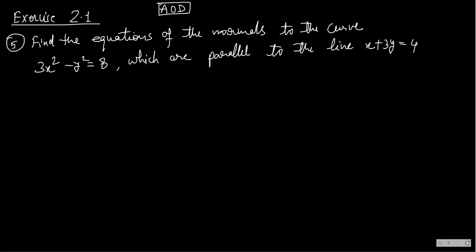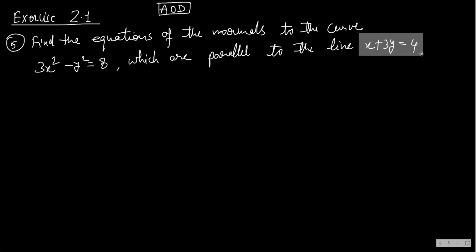Let us solve a few more questions on application of derivative. Right now we are taking questions on tangents and normals, that is, application of derivative to geometry. Question number 5 here is: find the equations of the normals to the curve 3x square minus y square equals 8, which are parallel to the line x plus 3y equals 4.